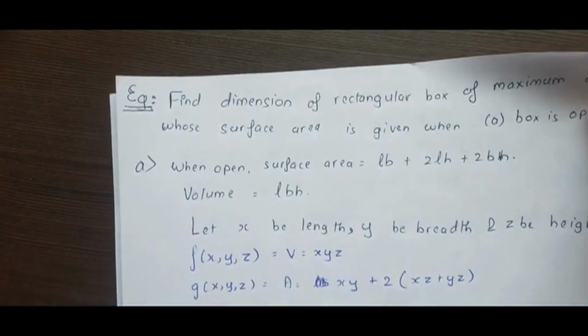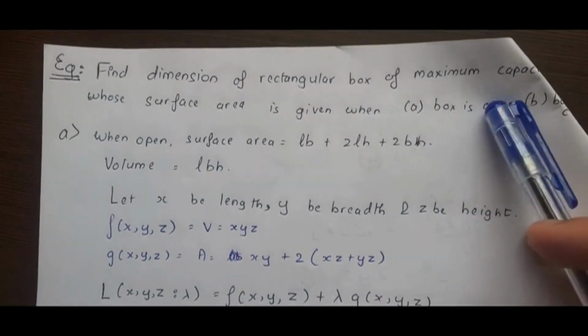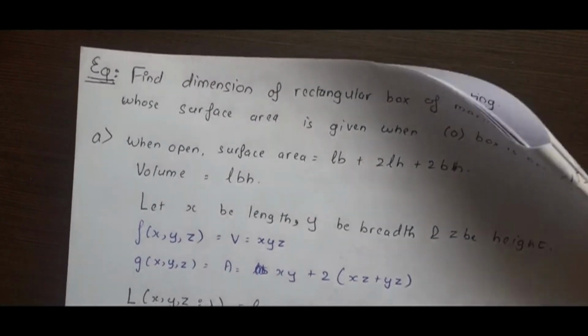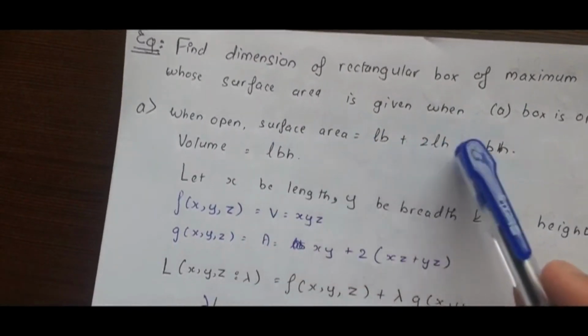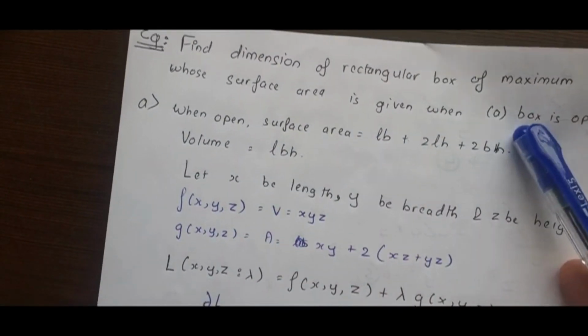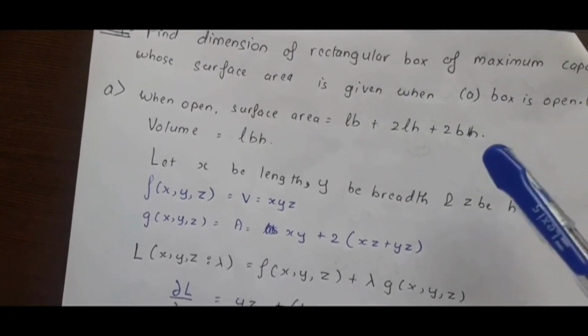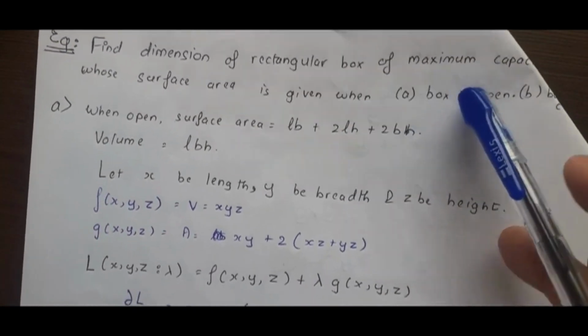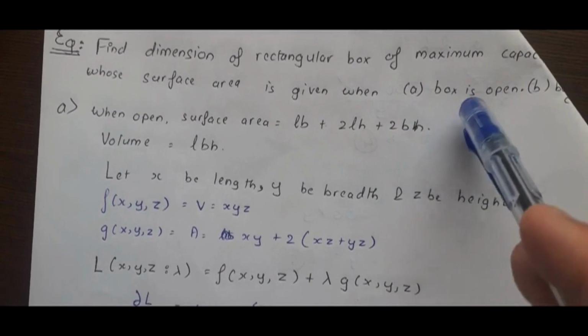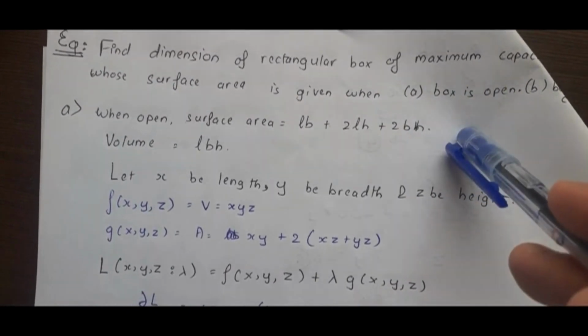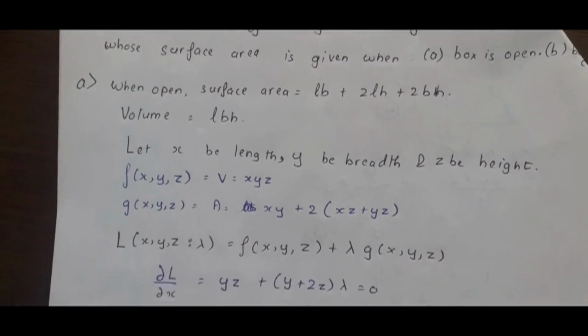Moving on to the next question, you have to find the dimension of a rectangular box of maximum capacity whose surface area is given, when the box is open and when the box is closed. So you have to consider the surface area for 2 cases, when the box is open and when the box is closed.